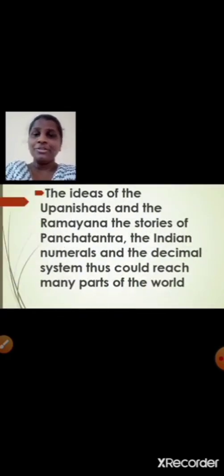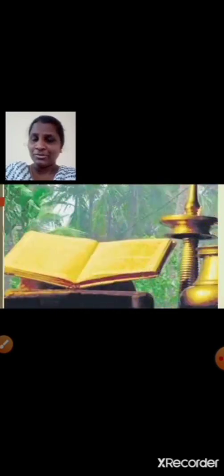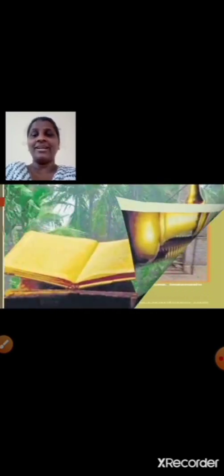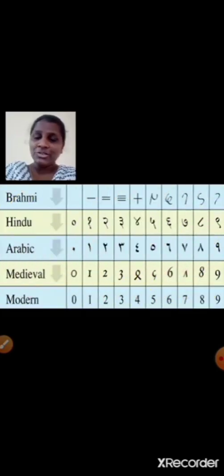The ideas of the Upanishads and the Ramayana, the stories of Panchatantra, the Indian numerals and the decimal system thus could reach many parts of the world. So you can see the image of the Upanishads here. The ideas of the Upanishads, Ramayana, stories from Panchatantra, and the Indian numerals reached many parts of the world.